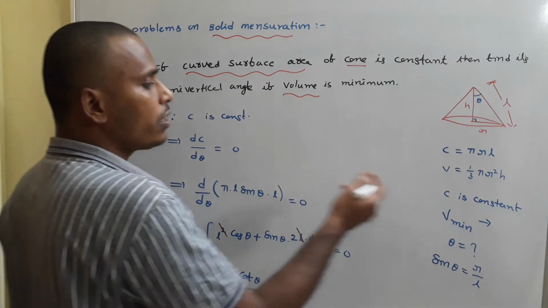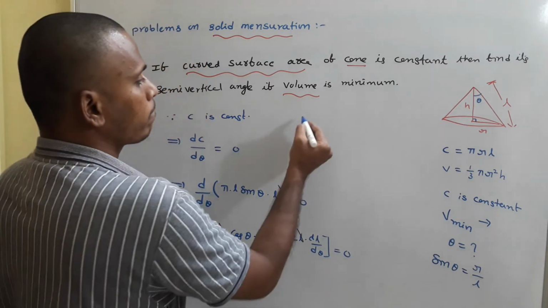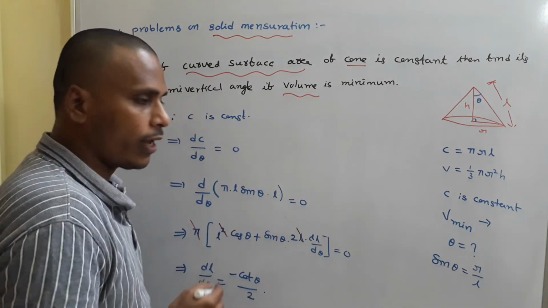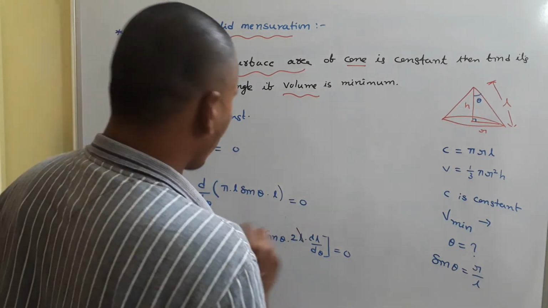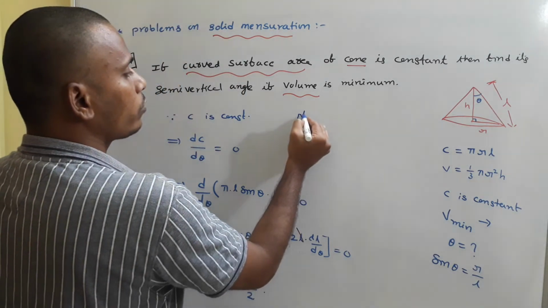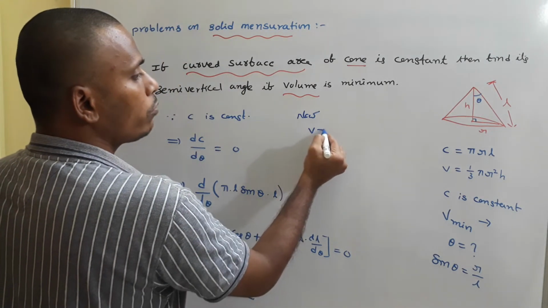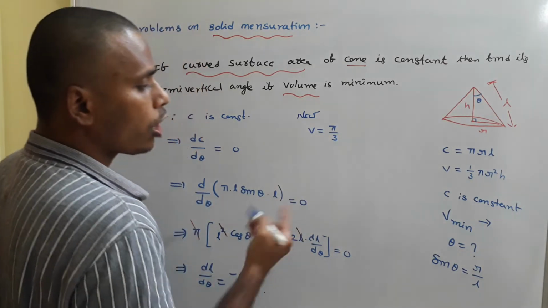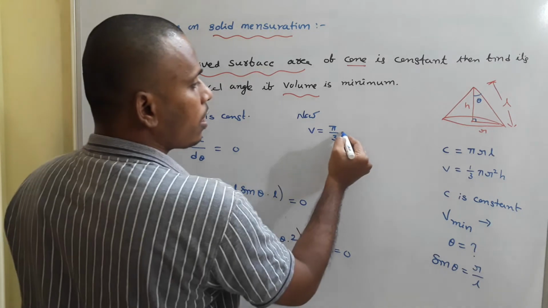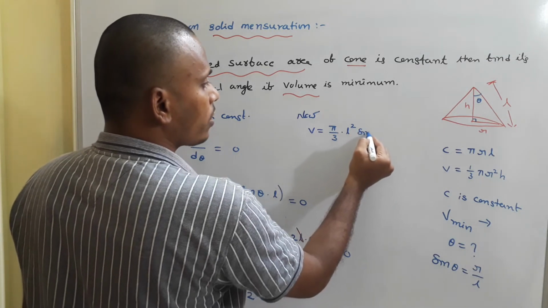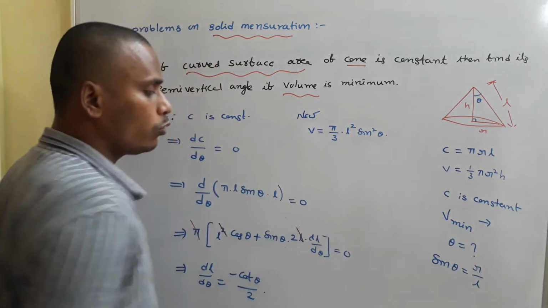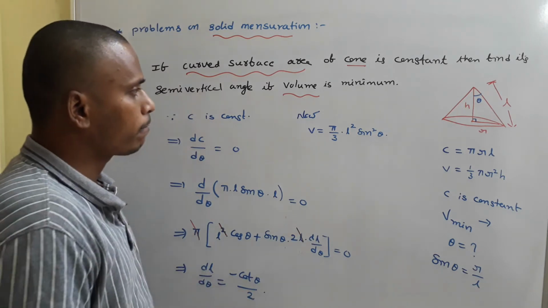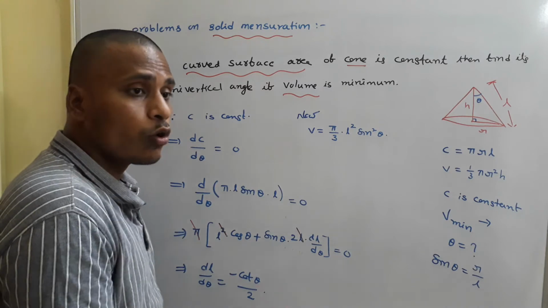At the end we need to minimize this volume, right? Since the volume is minimum, again we need to equate the derivative of the volume to 0. What I have to do now is, volume is equal to pi by 3 r square. R is what? L sin theta, right? R square means L square sin square theta into h. What is h? You just try to express h also in terms of L.